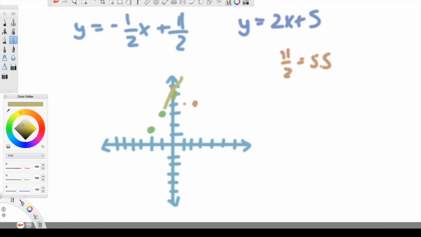So that is the original line. Here is the second line. Let me do that in a different color. I can't draw straight. Okay, yeah. That is the line. As you can see here, it forms that 90-degree angle, a perpendicular line.